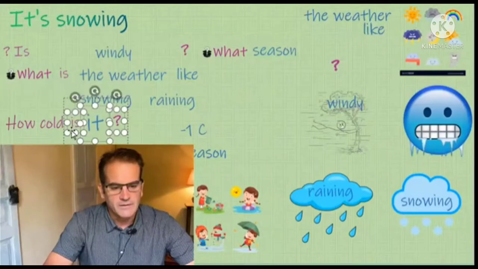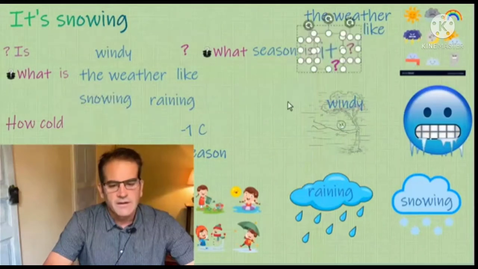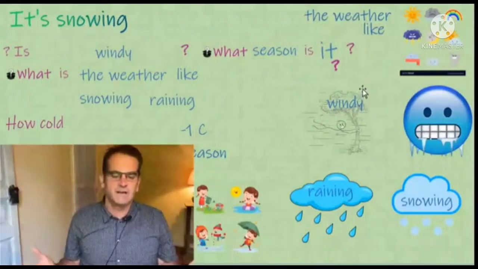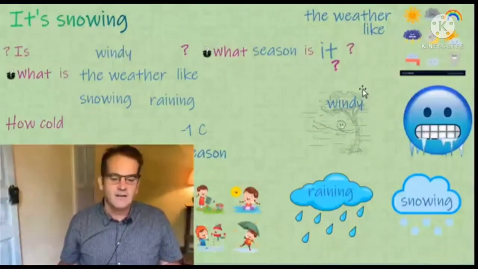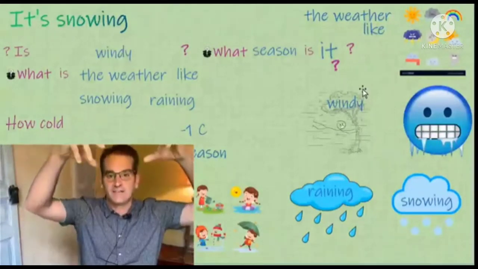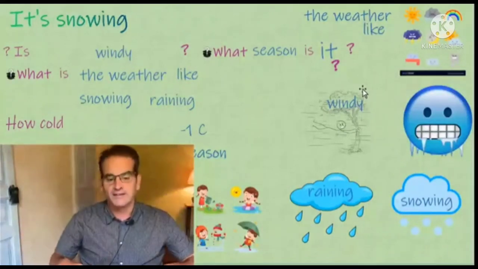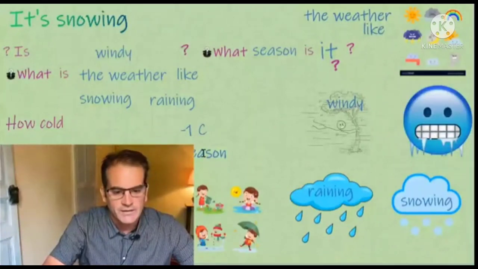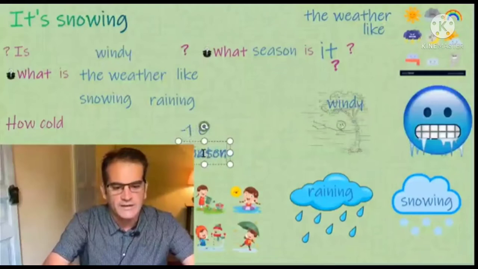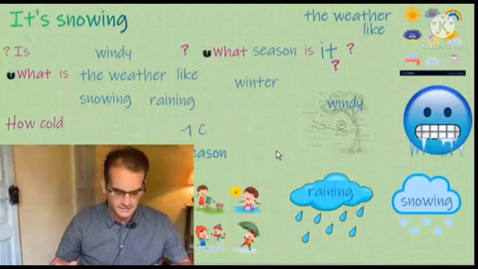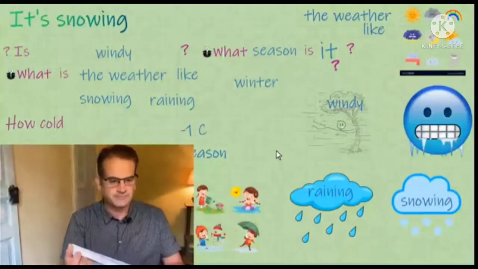What season is it? One moment. Okay, well, it's not spring, it's not summer. Okay, it's not summer, it's hot in summer. No, it's winter. It's winter because in winter it snows. Okay, it's snowing, and so it is winter. Let me write winter. This is the season. It is winter. All right, so let's move on.